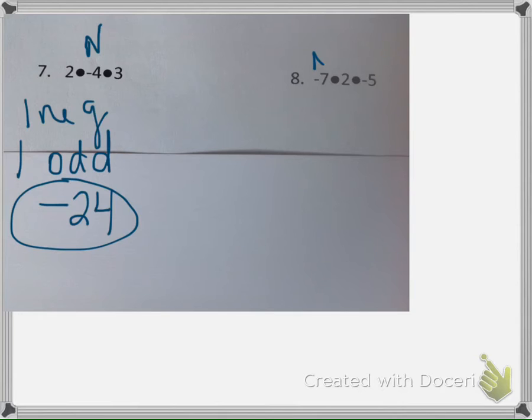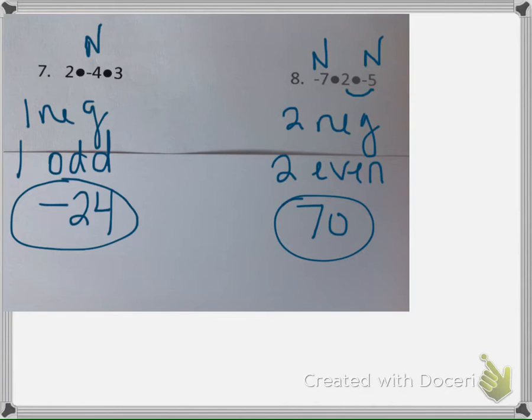Number 8, I have a negative 7 times a positive 2 times a negative 5. I have two negative numbers. 2 is even. And again, I'm going to use my associative property here. 2 times 5 is 10. 10 times 7 is 70. Even would be positive, sorry.